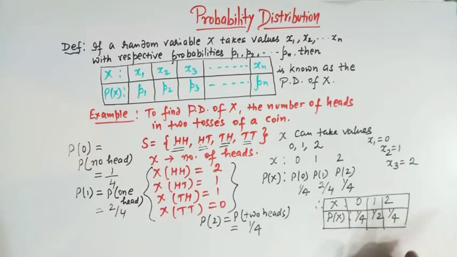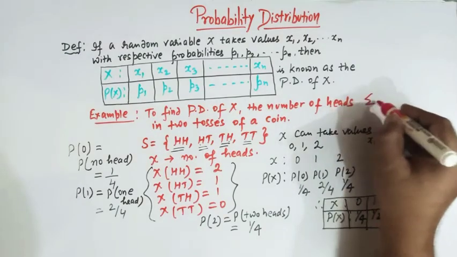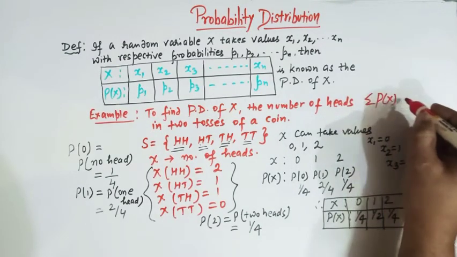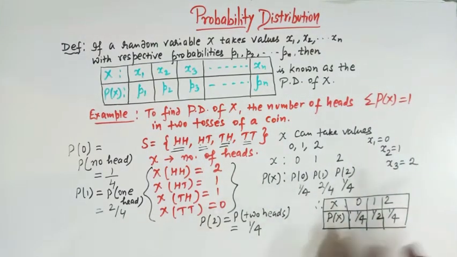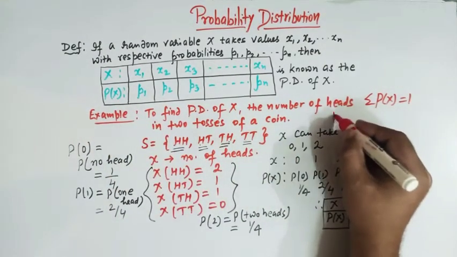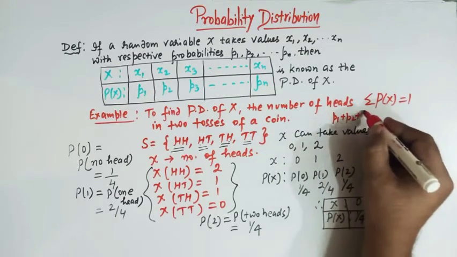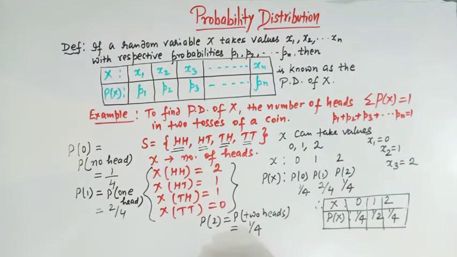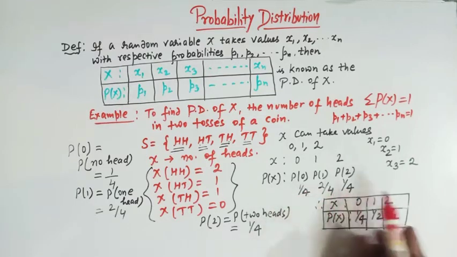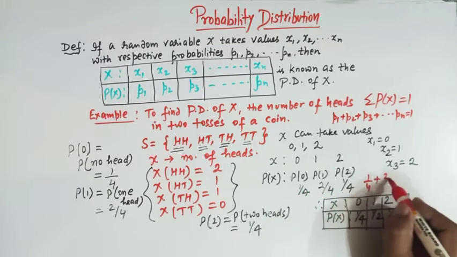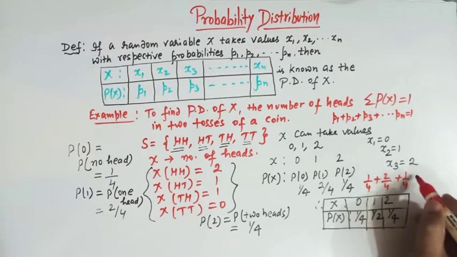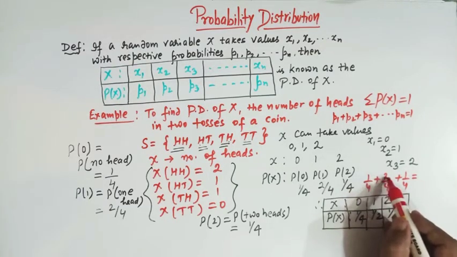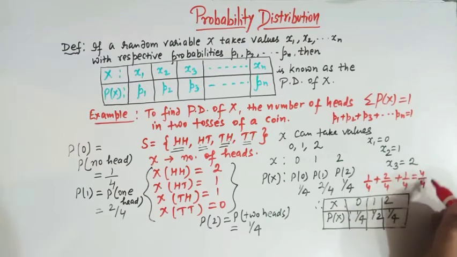The sum of all these probabilities, that is sigma px, must be equal to 1, because the sum of all the probabilities should be equal to 1. So the sum p1 plus p2 plus p3 up to pn must be equal to 1. As we can see here, 1 by 4 plus 2 by 4 plus 1 by 4 is equal to (1 plus 2 plus 1) by 4, which is 4 by 4, and this is equal to 1.